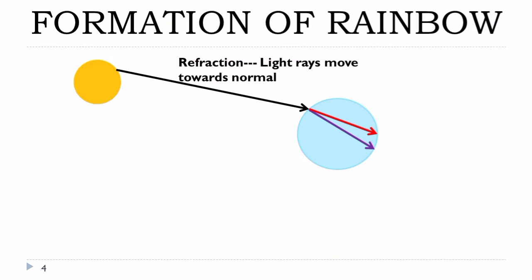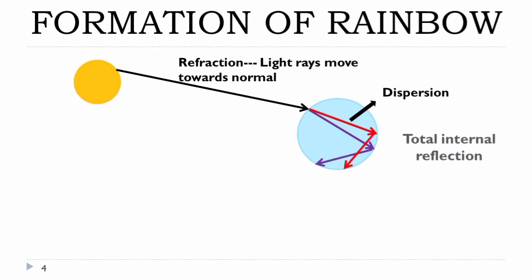Now since these raindrops act as small prisms, along with refraction, the light rays get dispersed into 7 colors, where red is formed at the top part of the spectrum and violet at the bottom part of the spectrum due to its shorter wavelength and less speed.